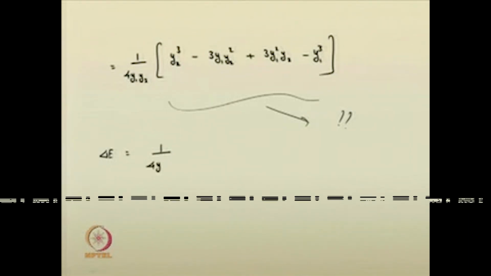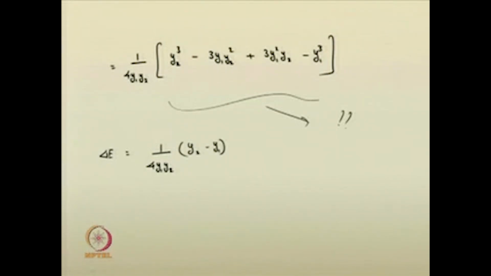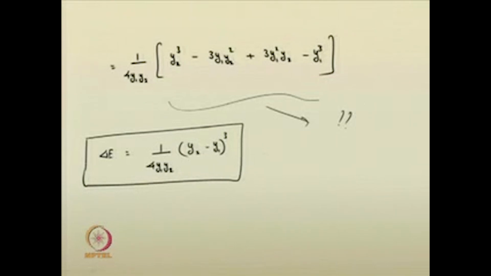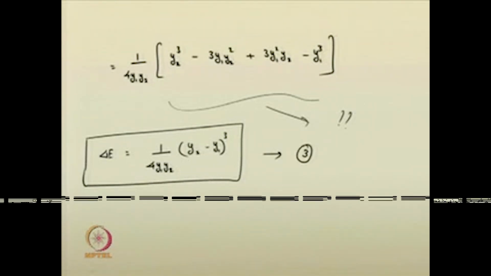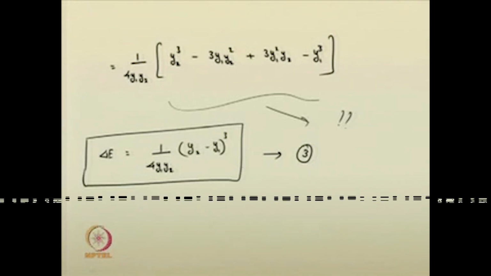That is your simple cubic expansion of the y2 minus y1 quantity. So, 1 by 4 y1 y2 into (y2 minus y1) whole cube. So, this is the expression for change in energy. Let me assign this as equation number 3. This is how you derive the change in energy term.